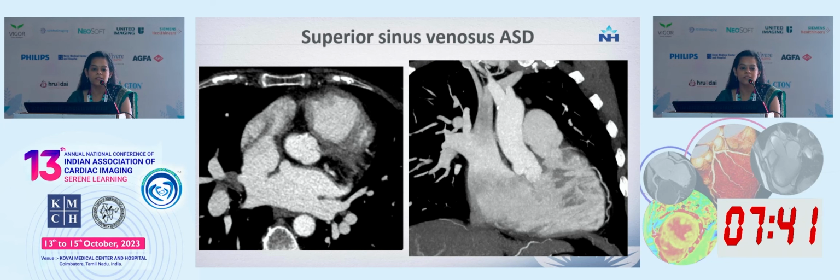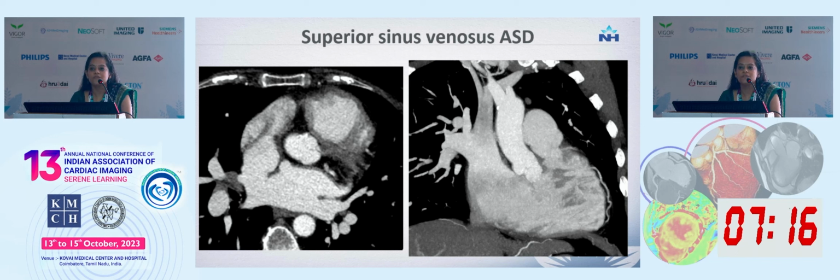As we can see, this is a superior sinus venosus type of ASD. You can see that the SVC is draining into both LA and RA, and there's associated PAPVC with some of the right upper lobe pulmonary veins draining into the RA. Usually the treatment is surgical, where the surgeon operates and closes the ASD.